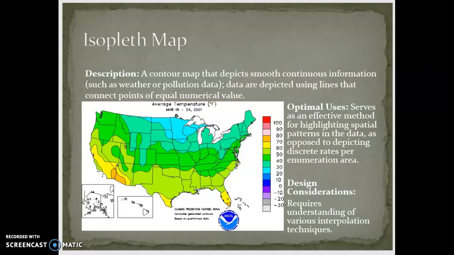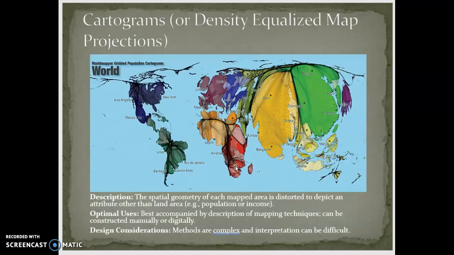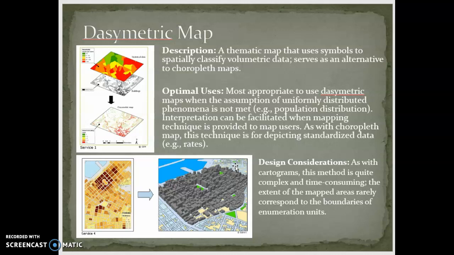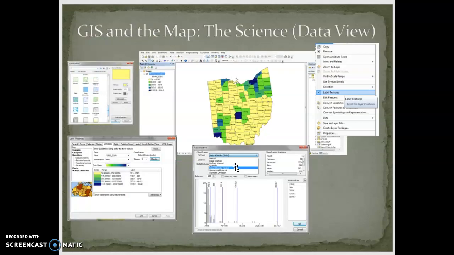Isopleth, this is a lot of generalizing your statistics, but this is what a lot of weather maps are based on. And cartograms, this is getting a little more complex. It's looking at the data that goes into maps as influencing the size and the shape of, in this case, the continents. And asymmetric, I'm not going to try and explain it to you right now. It's a little confusing, but it's there. You can read it.